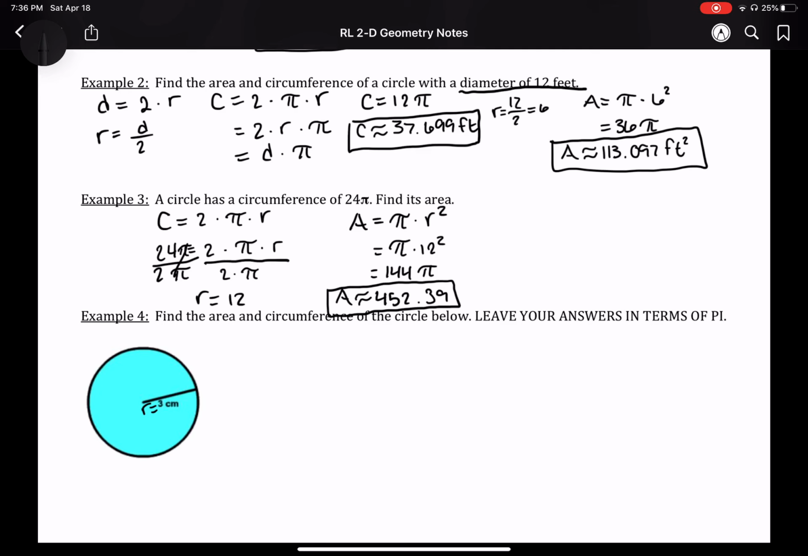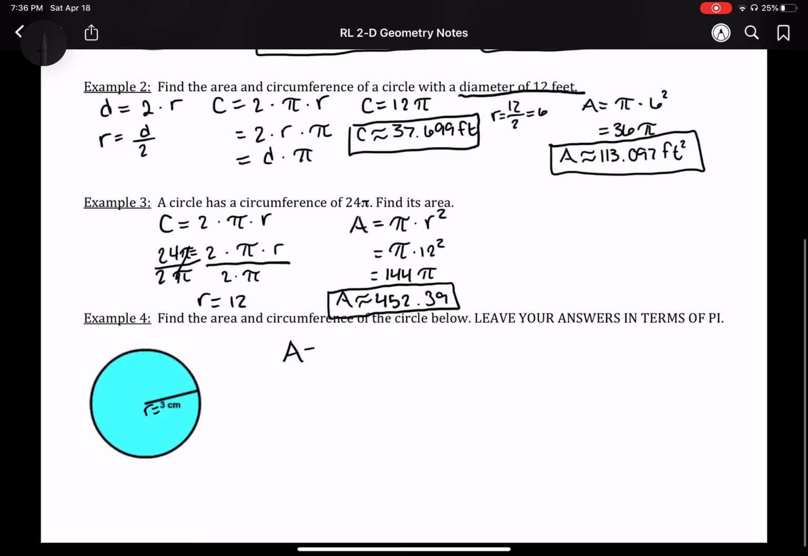And I'm going to take that and plug it into my formula. So I have area is equal to pi times the radius squared. The radius happens to be 3 centimeters, so we're going to plug that in. So I have pi times 3 squared, which means that I have 9 pi. So I'm leaving it in terms of pi, so that is it. That's all my work right there. Area is equal to 9 pi.